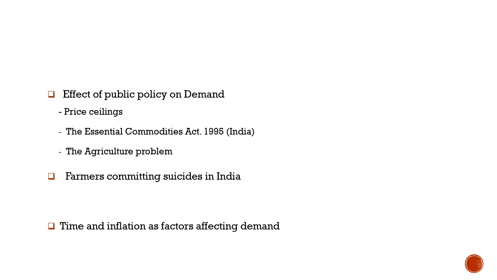Now, time and inflation as factors affecting demand. Gradually, people will shift to other products. For example, abruptly, nobody will shift to electric cars, but as the prices of petrol are rising, gradually people are transitioning to them. So that is the impact of inflation and time. That's it. Thank you.